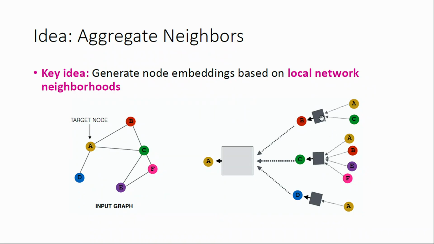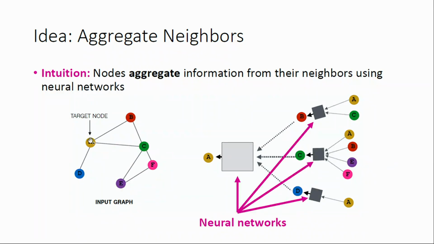And by repeating this multiple times, we're doing more and more layers of aggregation, such that information from further away from node A will eventually be propagated to A after several of these layers. And the deep learning happens in this operator that aggregates and processes the information from the neighbors.